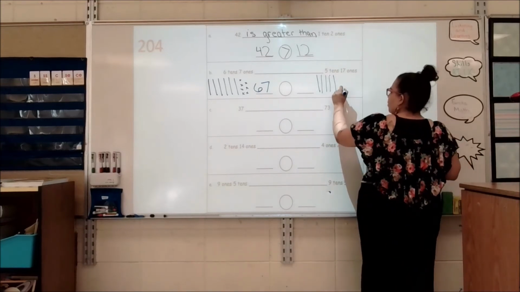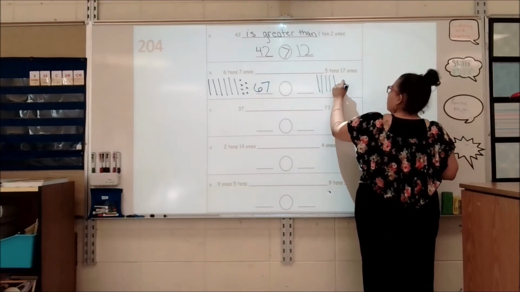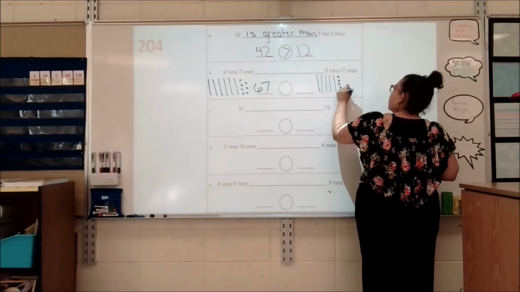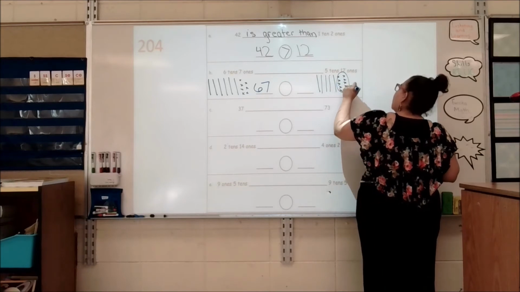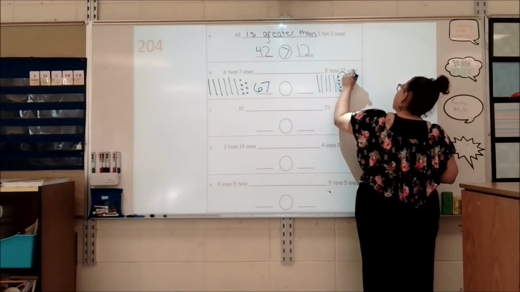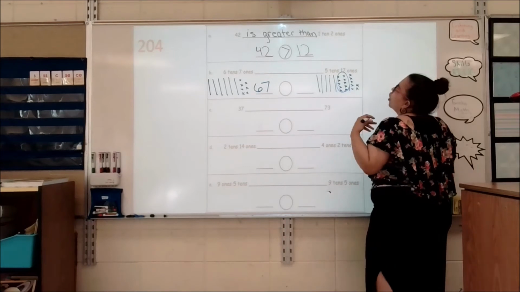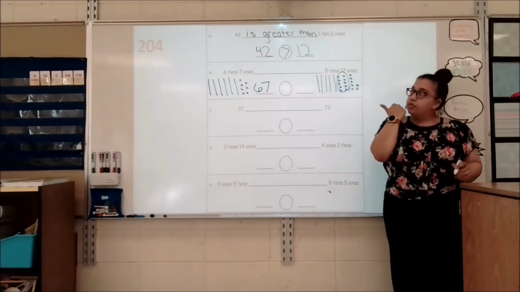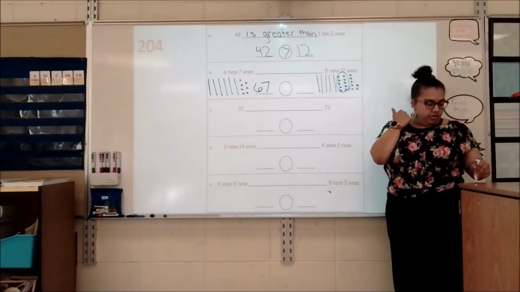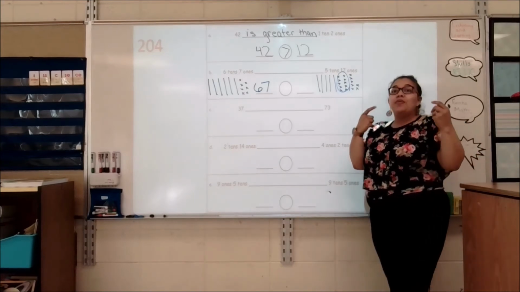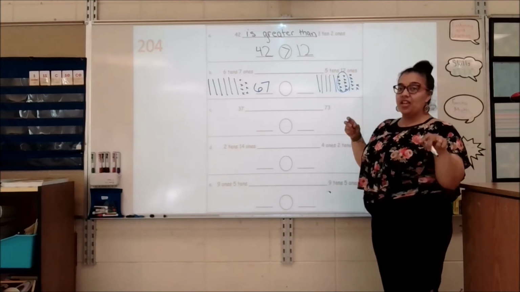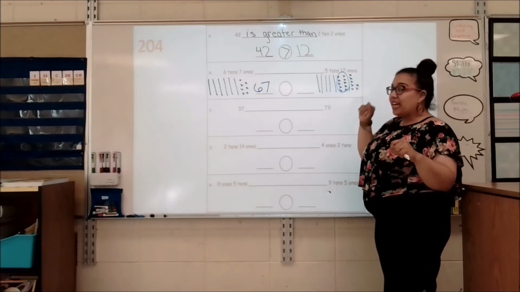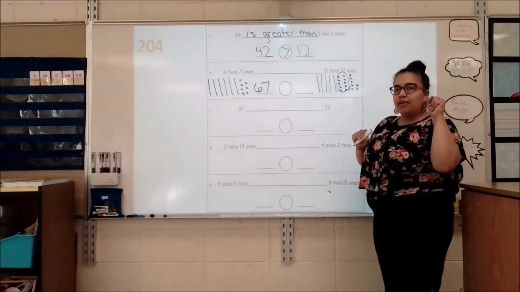These things are loose right now, but we're going to count: 6, 7, 8, 9, 10, 11, 12, 13, 14, 15, 16, 17. Why did I circle those? What happened that made me circle those? It's a group of 10. It is a group of 10 that lives within those 17 ones. They just weren't bundled up, so I went ahead and bundled them up.